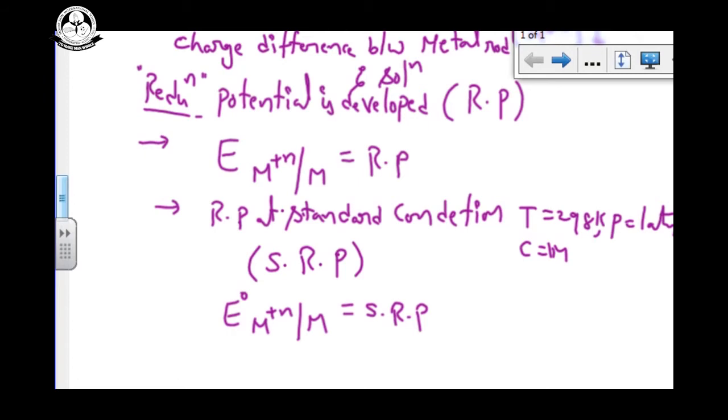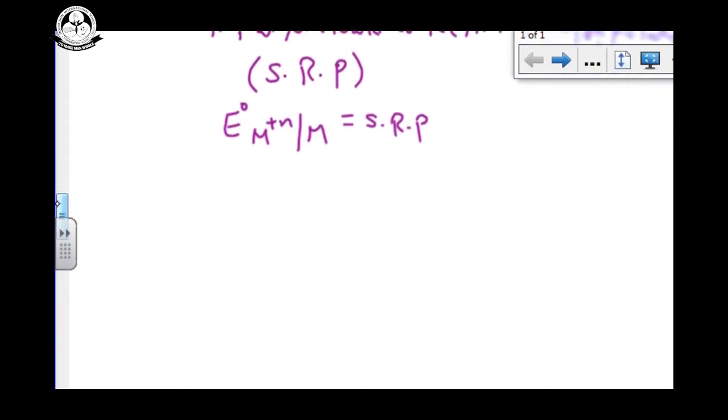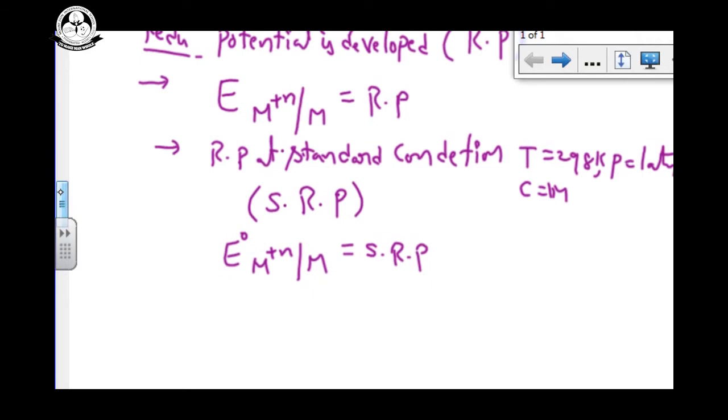Now see, next is oxidation potential. This was the reduction potential. And one more important point regarding the reduction half cell: in the reduction half cell, the solution pressure is more than the osmotic pressure.